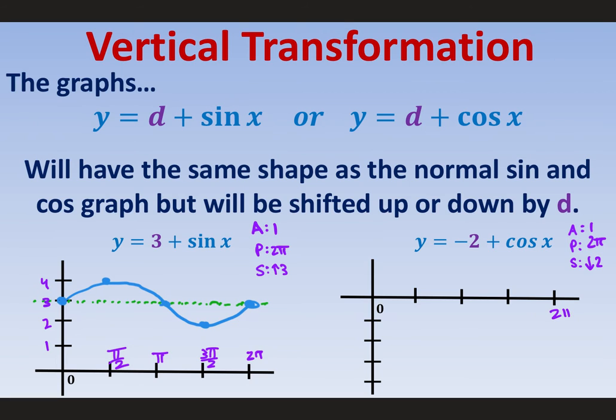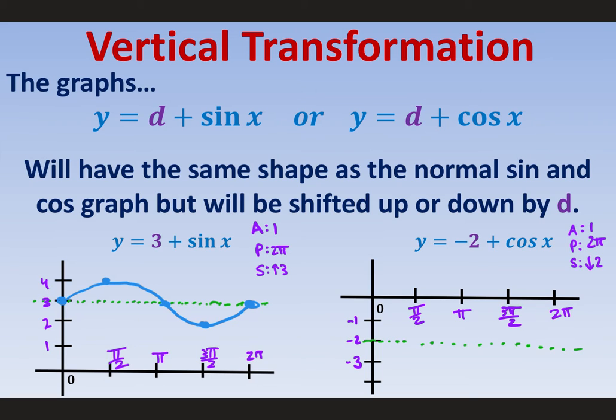So we have 2 pi, we have pi over 2, and we have 3 pi over 2. And then we're going to shift down 2 units. So we have -1, -2. This is my new middle line. So I'm going to draw on that middle line, dash, dash, dash. I can go down a couple more because I know that my amplitude is 1, so I need to go down at least one more. So that's -3.